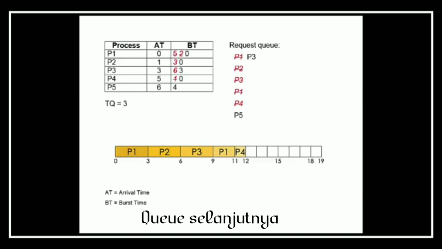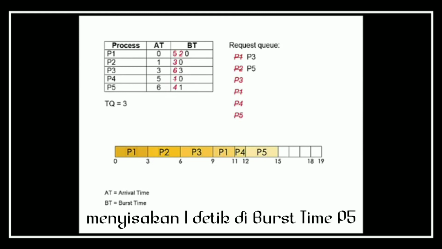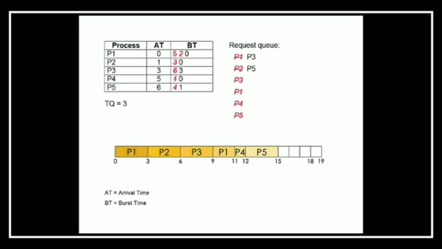Up next in the queue is P5. So we execute P5 for 3 seconds, which is from 12 to 15. This leaves P5 with a remaining burst time of 1. So it goes back on queue to be executed another time.